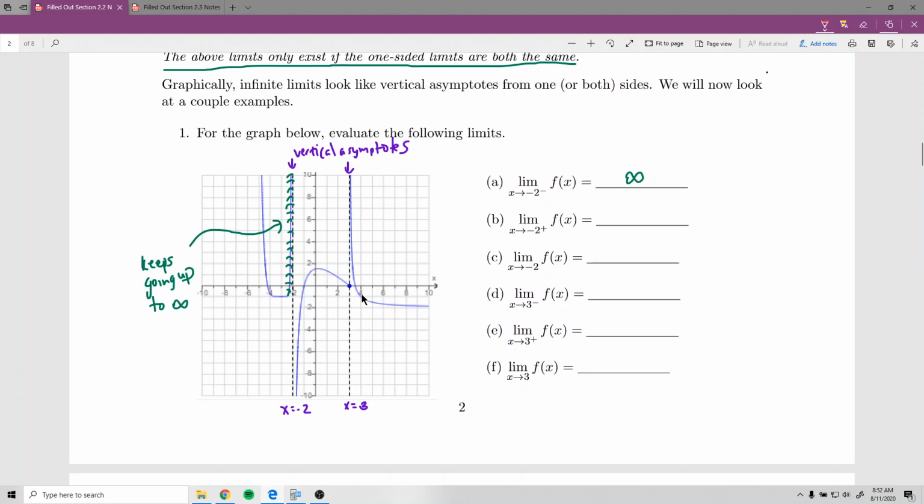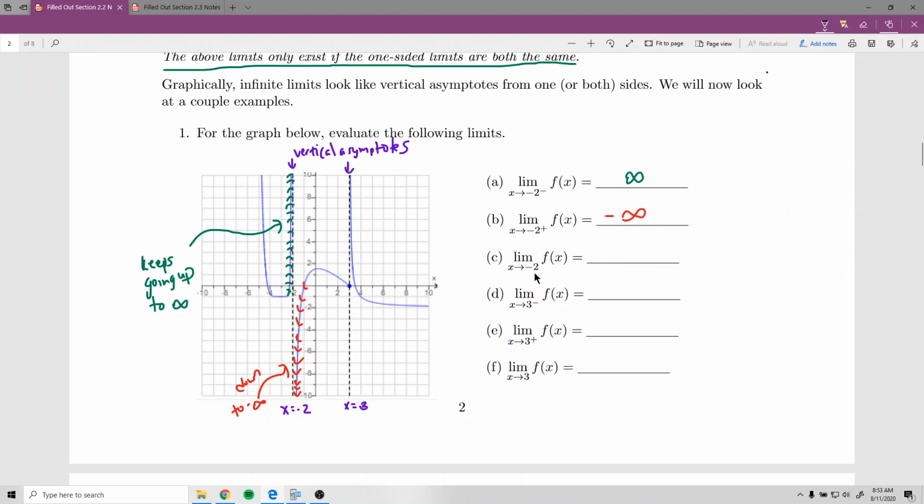So if we're going towards negative 2 from the right, so we're still looking at this vertical asymptote and we're coming from the right, we want to be on this little section here. And going towards it from the right, we're walking down, down, down, and it's just going to keep going down to negative infinity. It's not going to have a stopping point. You can't see if it even has a stopping point, but it will not have a stopping point if we're along a vertical asymptote.